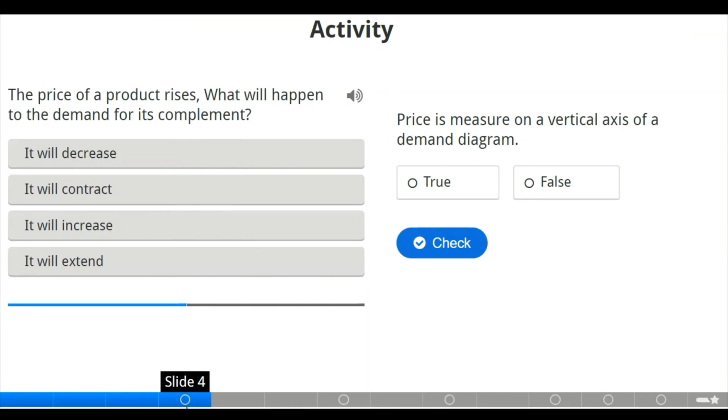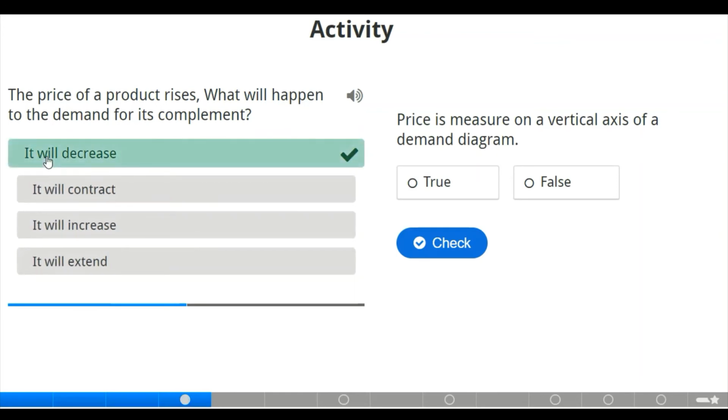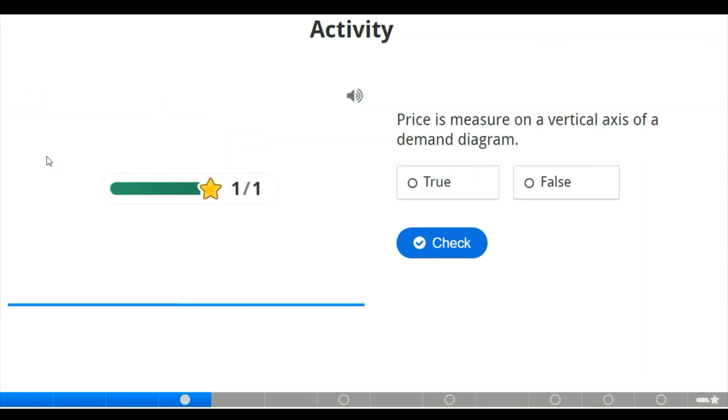We have the price of a product rise. What will happen to the demand for its complement? We just said that. Now let us use the law of demand, which says the higher the price, the lower the quantity demanded. Now, if the price of a commodity rises, what will happen to the demand? Will it decrease, contract, increase, or extend? It will decrease according to our law.